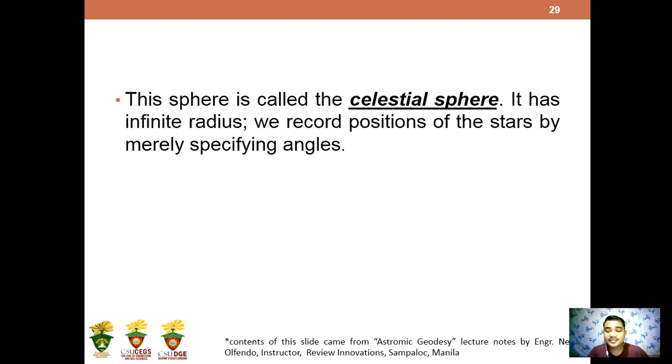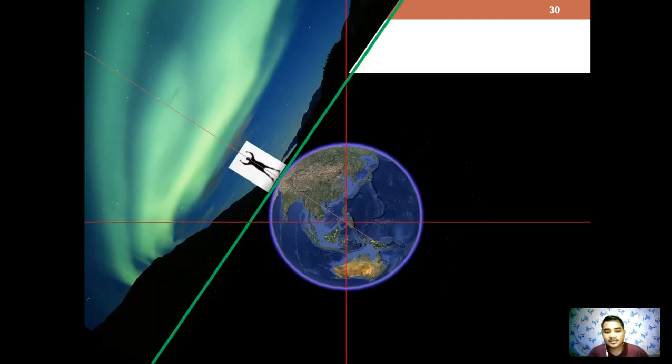So mao nang sa astronomy class, we are not dealing with the distance between the heavenly bodies or based from your location padulong sa isa ka celestial body. It's because infinite siya, no? Walay exact na measurement, no? So mao nang we are dealing na lang with the position of the stars with respect to its angles.